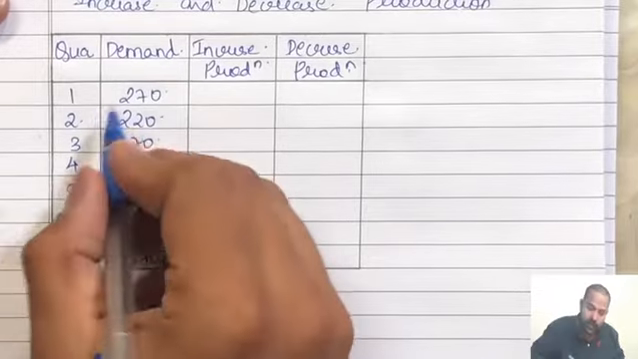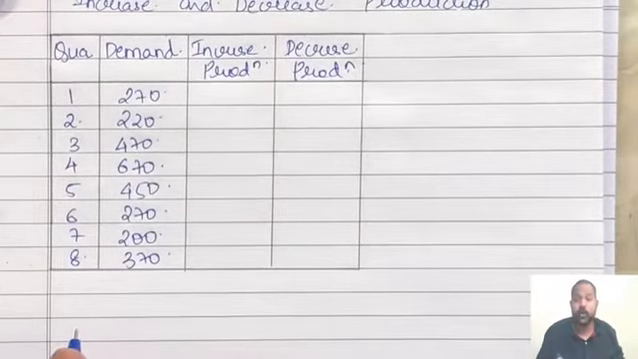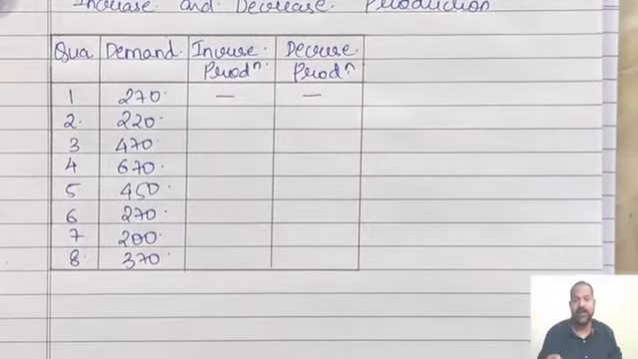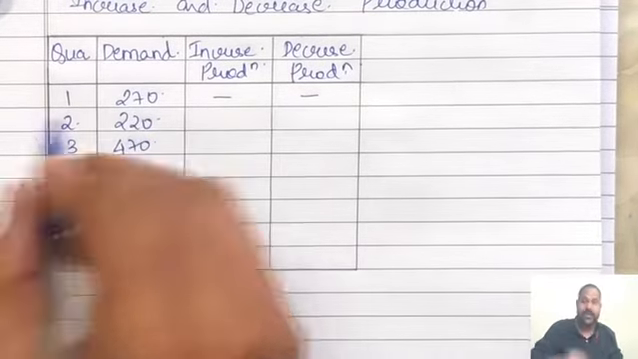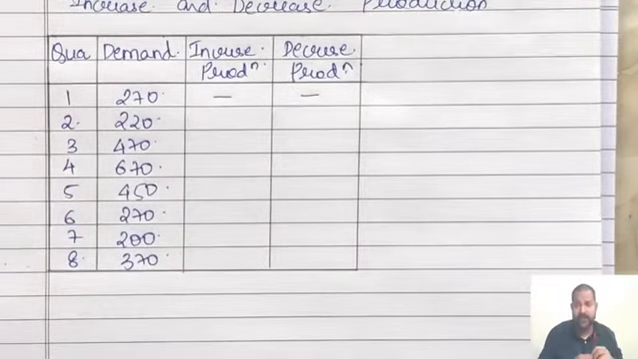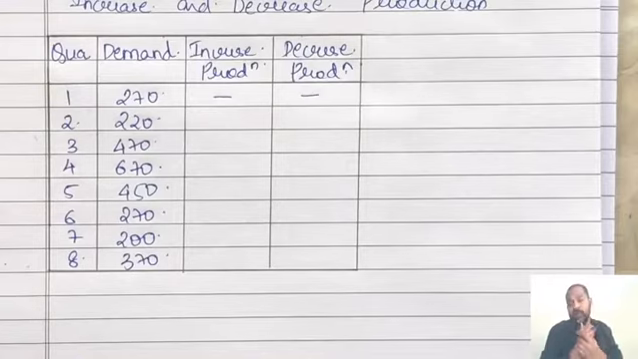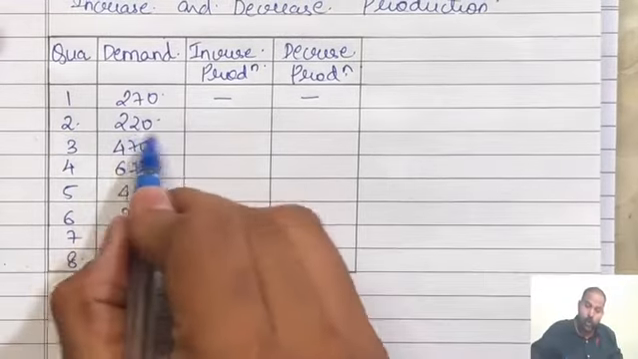And that is why, because the first quarter has no comparison to tell whether 270 is an increase or a decrease, we put a dash and a dash. We start comparing from the second period, because for a comparison I need to know what the previous was. If I don't know what the previous was, how will I know whether the given is an increase or a decrease? Now I can start comparing.